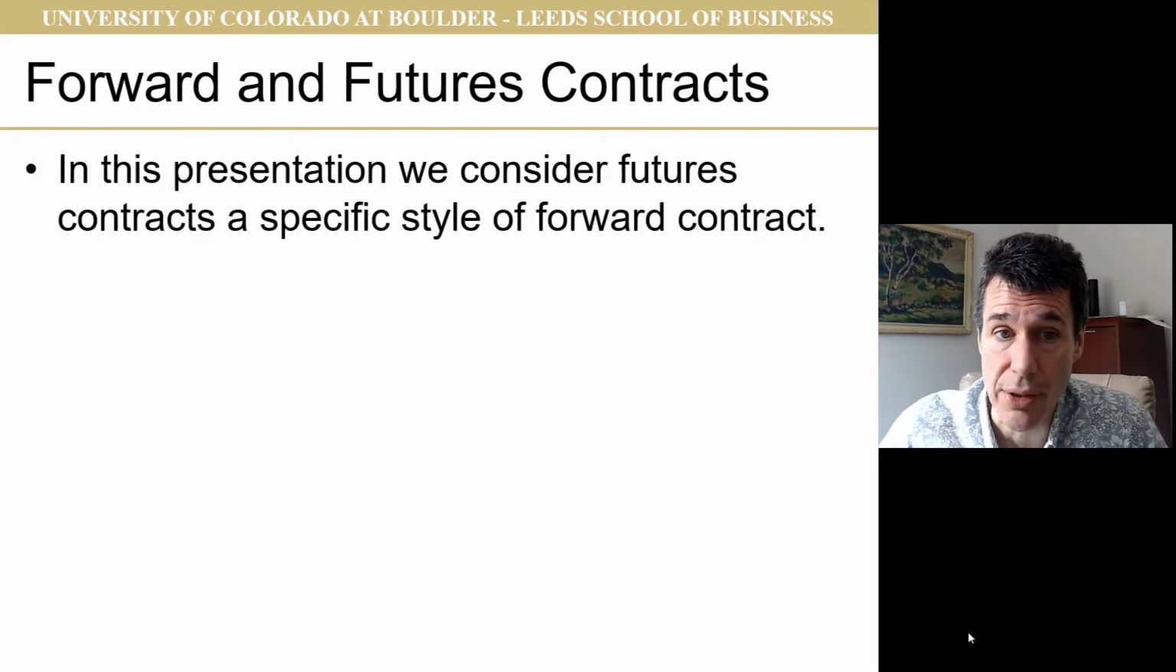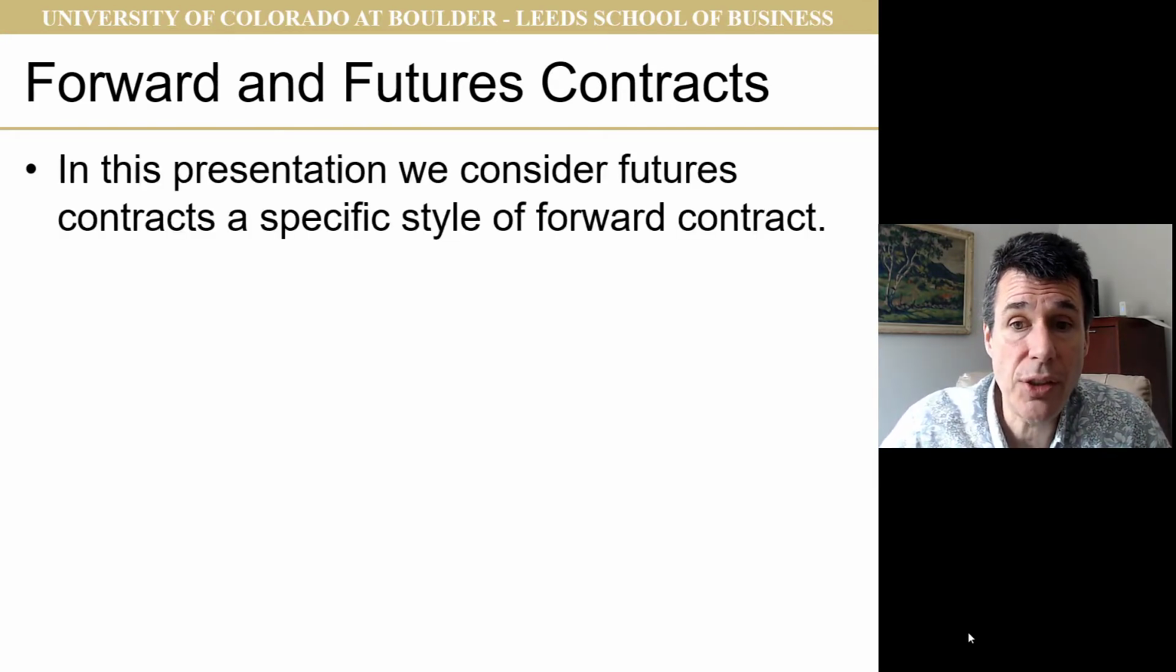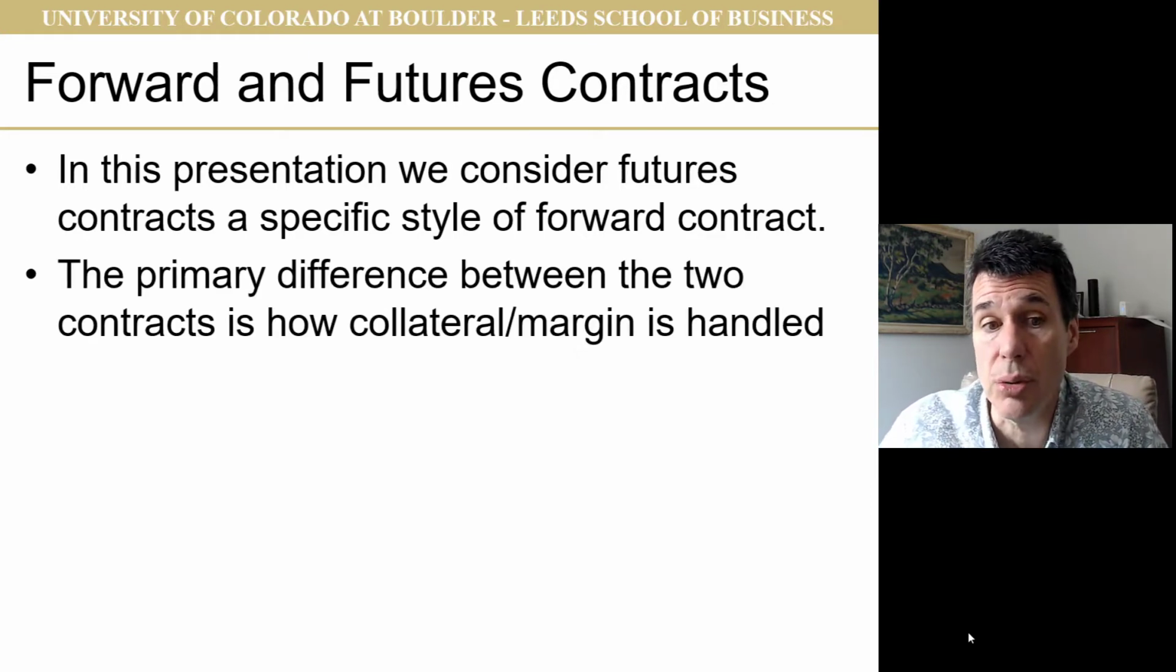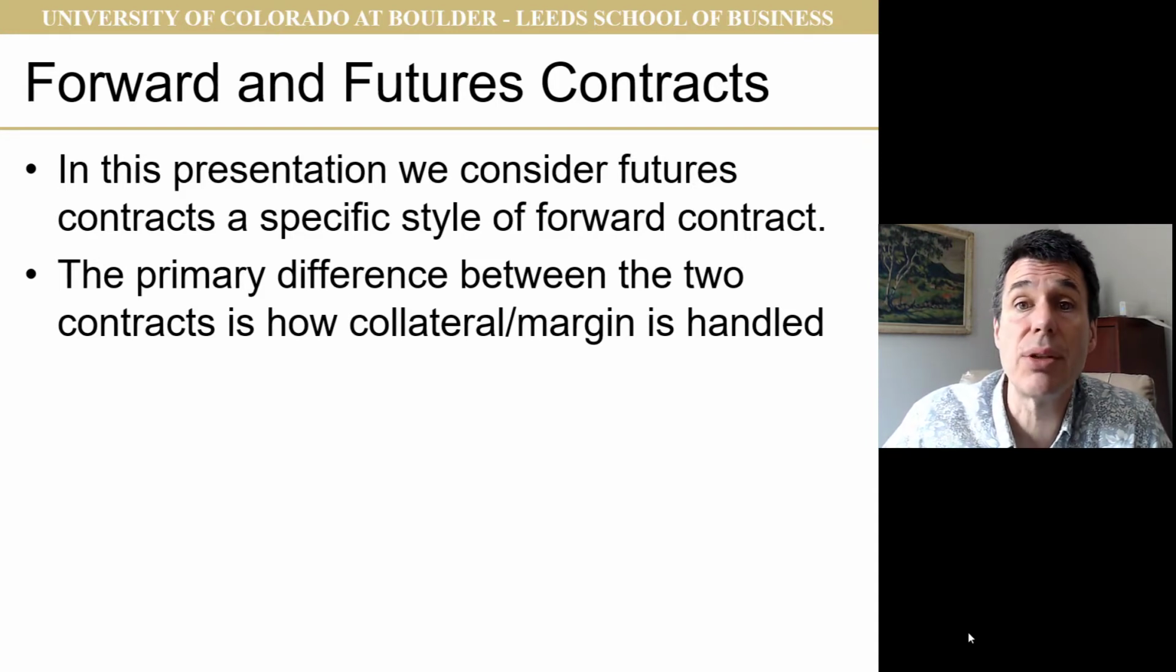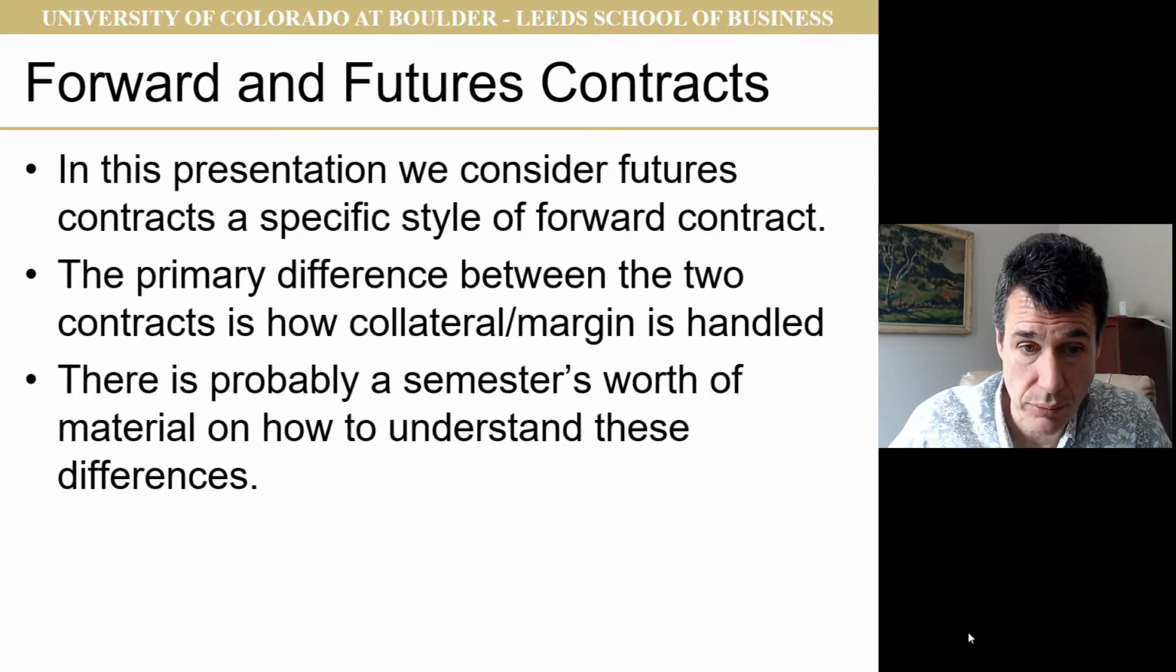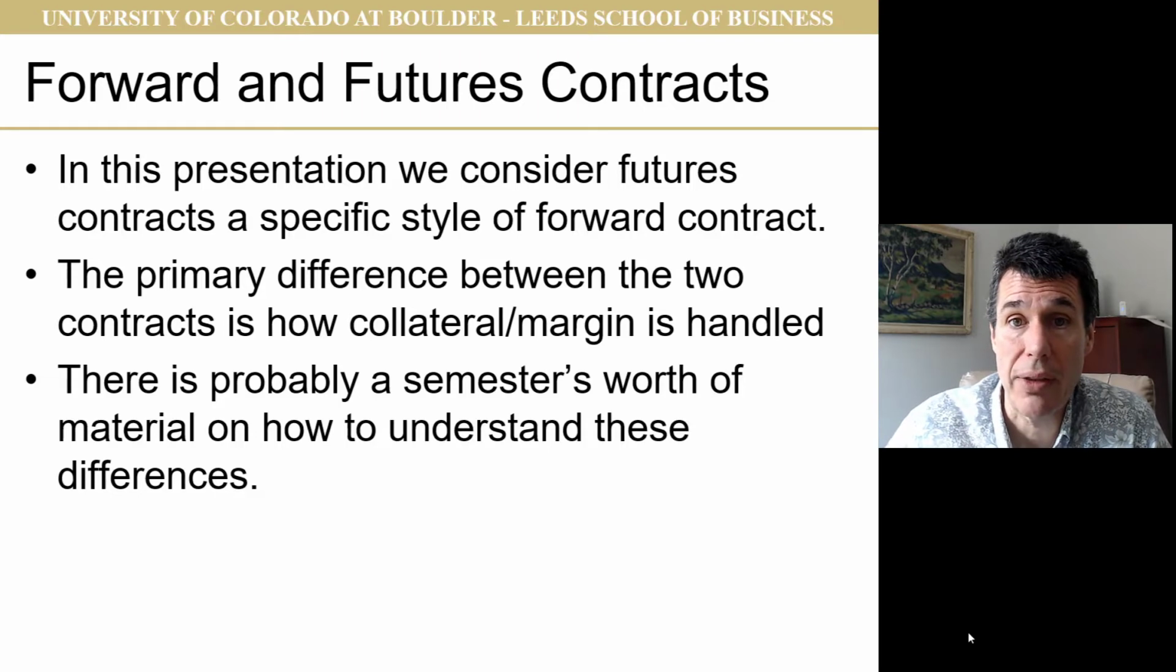Okay, forwards and futures contracts. In this presentation, we're going to consider futures contracts as a specific style of forward contract. The primary difference between the two is how collateral and margin is handled. The other difference that shows up regularly with futures contracts is that the delivery rules can be fairly complex, and of course that changes the value of the contract. We probably could spend a semester on understanding how collateral and margin work, and how and why delivery rules for these contracts are set up. We're not going to worry about that. For us, we're going to have a forward contract: you're buying or selling an asset at some specific point in the future.